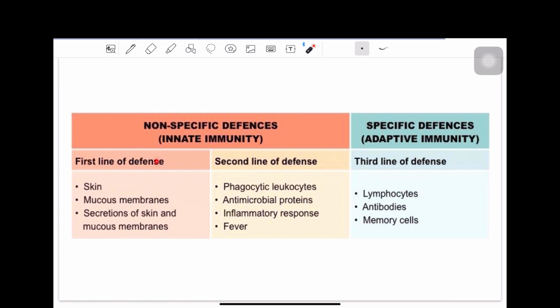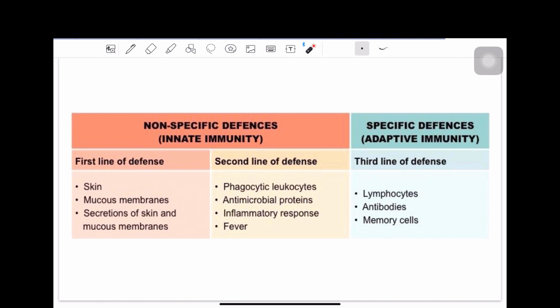Okay, so the first line of defense includes skin, mucous membranes, and the secretions of skin and mucous membranes. So that is the first barrier that the microorganisms, any kind of pathogens, have to face. And if this first line of defense is not breached, the pathogens cannot enter our body. So skin, as we know, our whole body is covered by skin, so it's a very good first line of defense which most of the microorganisms cannot breach. So they cannot enter through the skin.